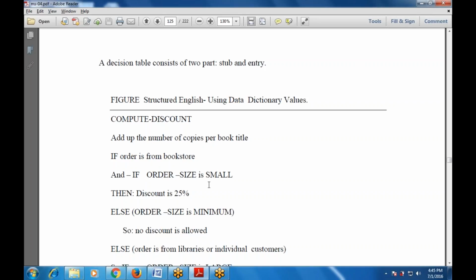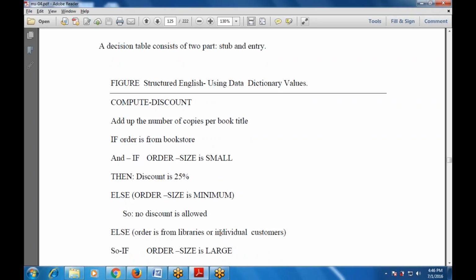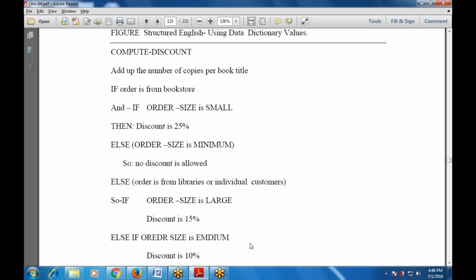That means the discount is given as 25% or 20%. Else, if the order size is small, then the discount is 25%, and if the order size is minimum, then no discount is allowed. Else, which means otherwise, if the order is from libraries or individual customers, and the order size is large, the discount is 15%.